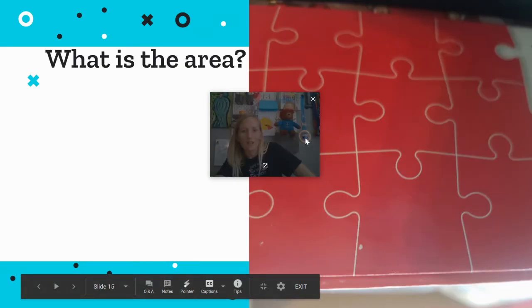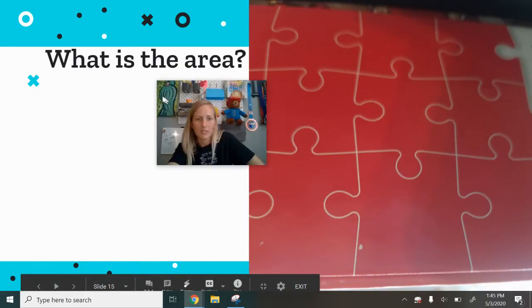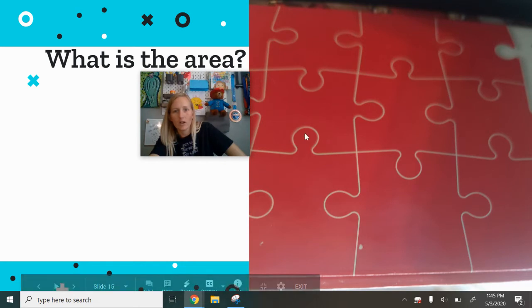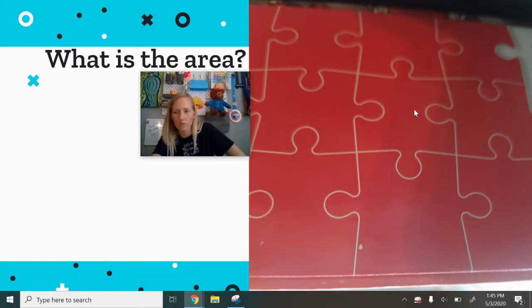All right, and I think this might be our last one for today. So figuring out right here, starting here, going all the way around, how many puzzle pieces do we have? What's the array for this one? What's the equation for this one? Okay.